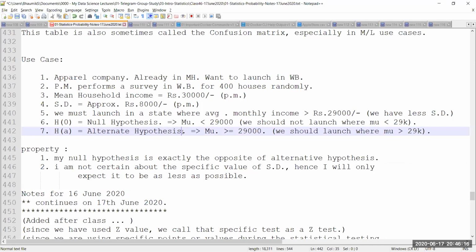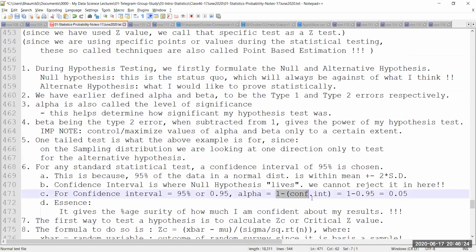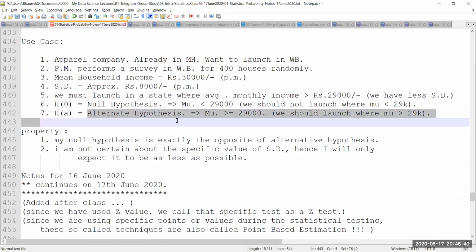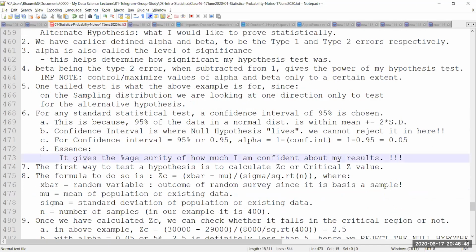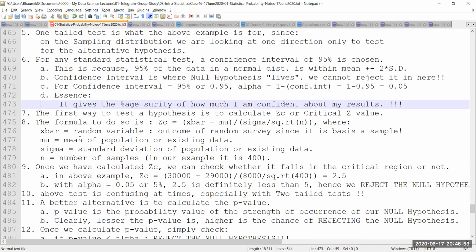The alpha value is going to be very critical when you define the error. Because you need to subtract that from 100, that is the reason why this formula has come into the picture. Confidence interval is nothing but 1 minus alpha, and similarly, alpha is actually 1 minus confidence interval. So in this case, I can only say I have proven the alternate hypothesis, all good, but I'm only 95% confident. That is the essence of the confidence interval. It gives me the percentage surety of how confident I am about my results.